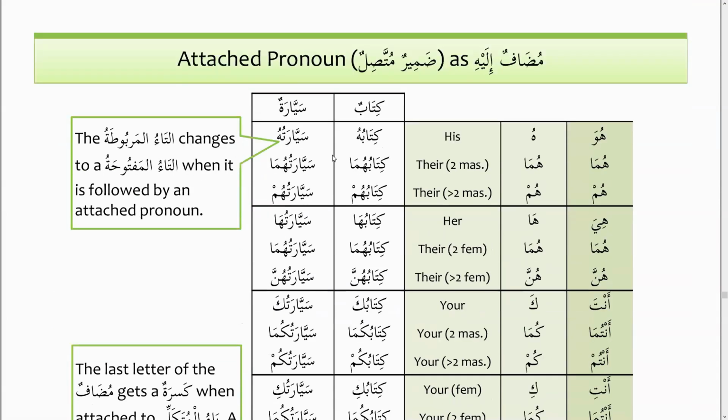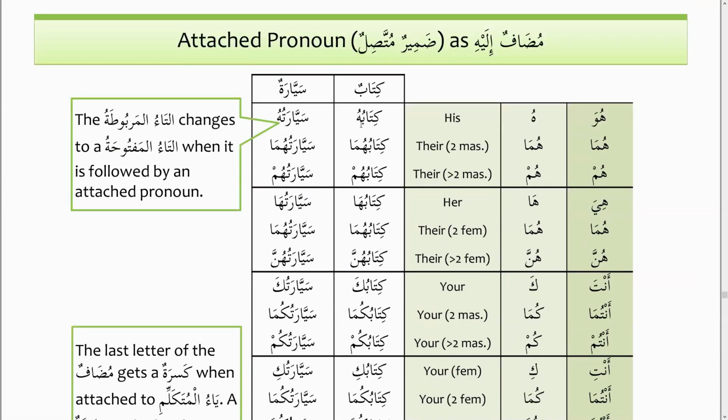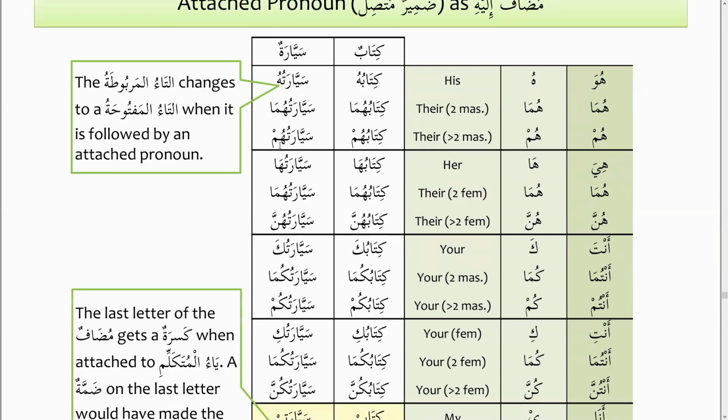So what are the attached ones? Attached ones, kitabuhu, and it attaches to a feminine also. But the ta marbuta opens up. The ta marbuta changes into ta maftuha. When you're joining something to this, we cannot just add a ha here, right? Sayyaratuhu, we have to open this up. Open the ta. Sayyaratuhu, sayyaratuhuma, sayyaratuhum.